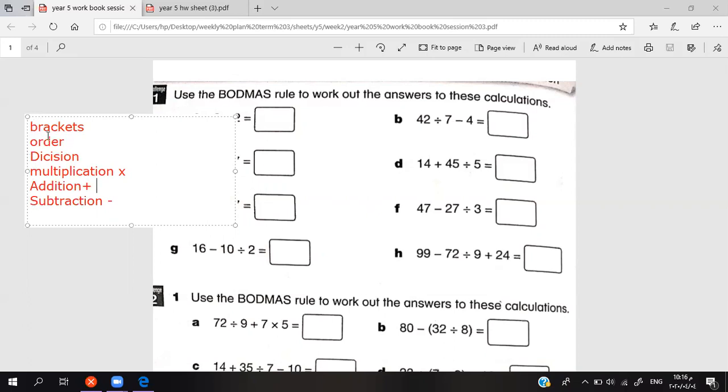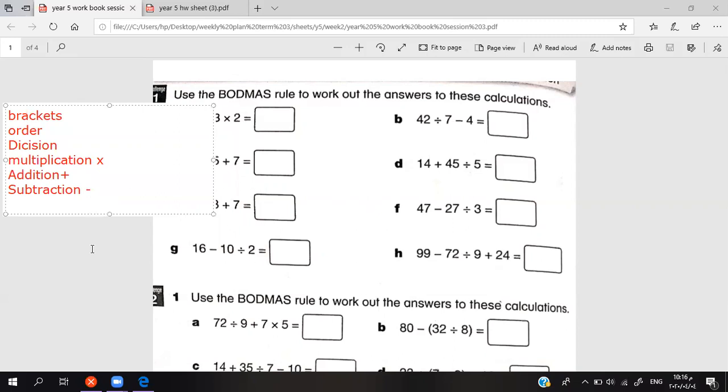Now what does this mean? When I'm answering anything, I answer the brackets first, and then the order: division, multiplication, addition, subtraction. Okay. The division and the multiplication are together, and addition and subtraction are together. So if I find division and multiplication, it doesn't matter which I do first, what matters is which one comes first. But if I find division and brackets, the brackets must be solved first. So brackets first, then multiplication or division, then addition or subtraction.